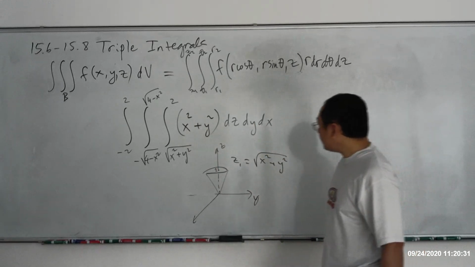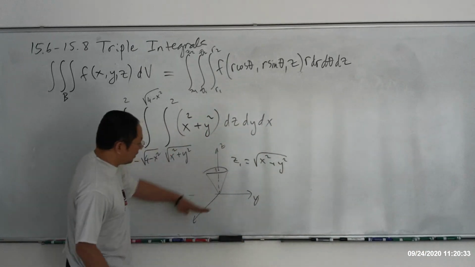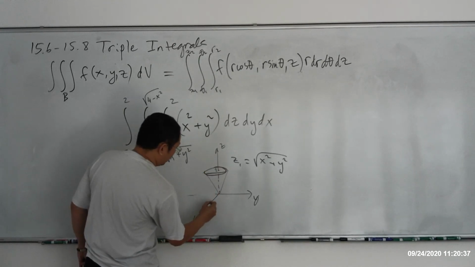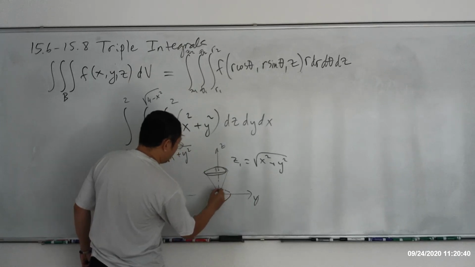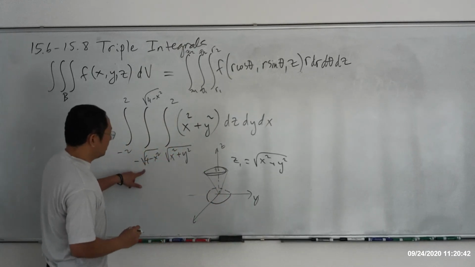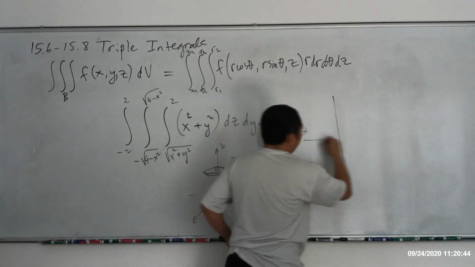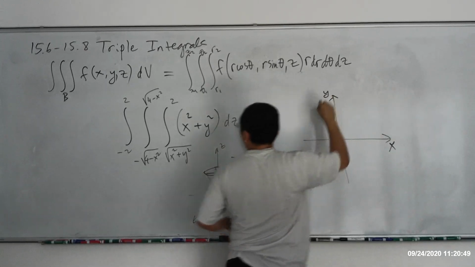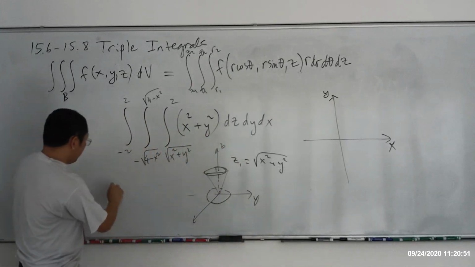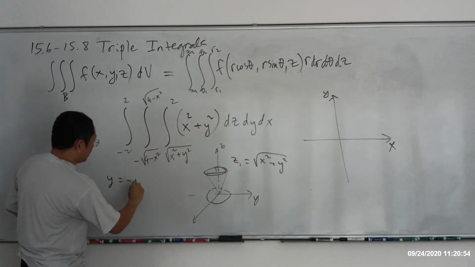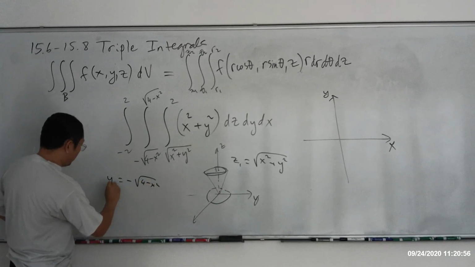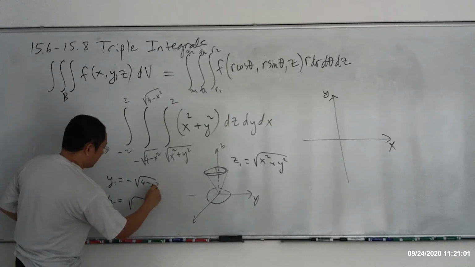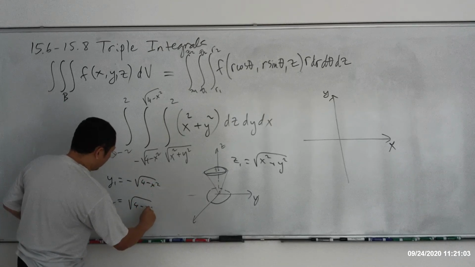Okay? And if you project the whole cone down to the xy plane, I see for sure it's going to be a circle of radius 2. Radius 2 right here. Okay? And if I draw the xy plane, this is the x-axis, this is the y-axis. Y runs from y equal to negative square root of 4 minus x squared all the way to positive square root of 4 minus x squared, plus or minus.